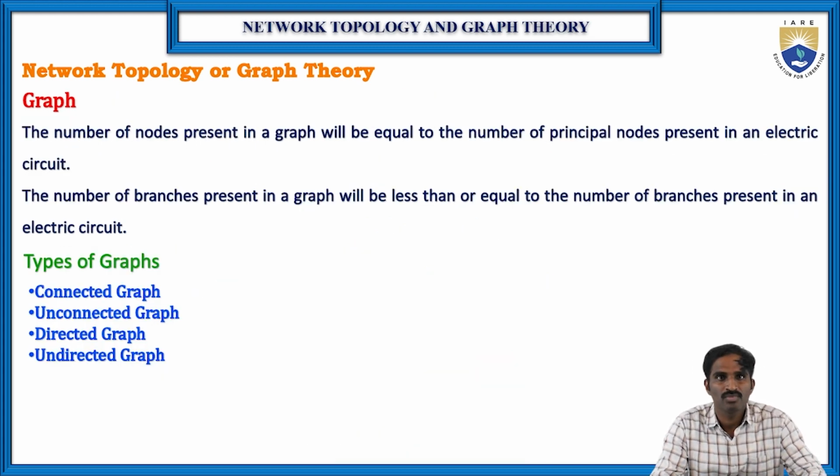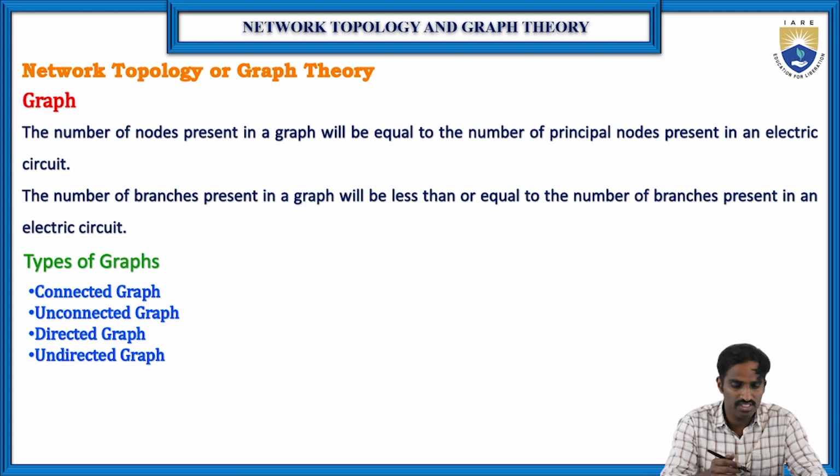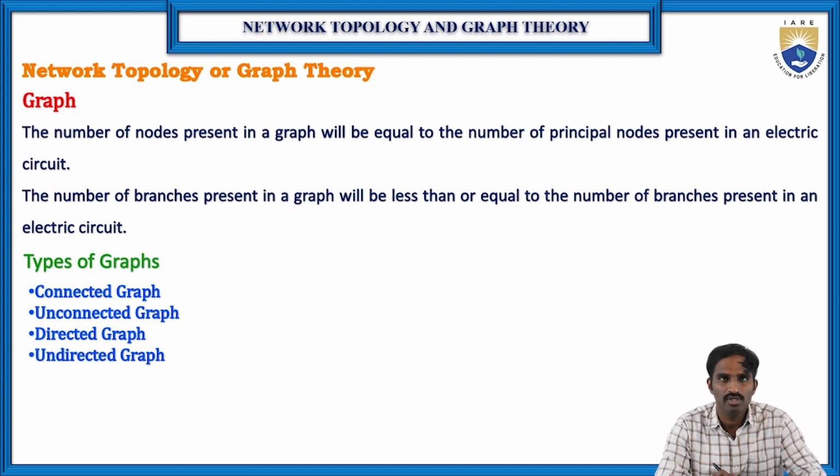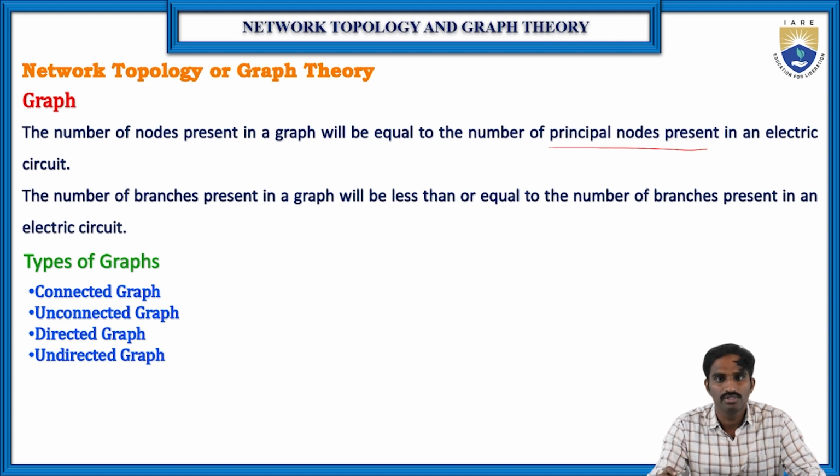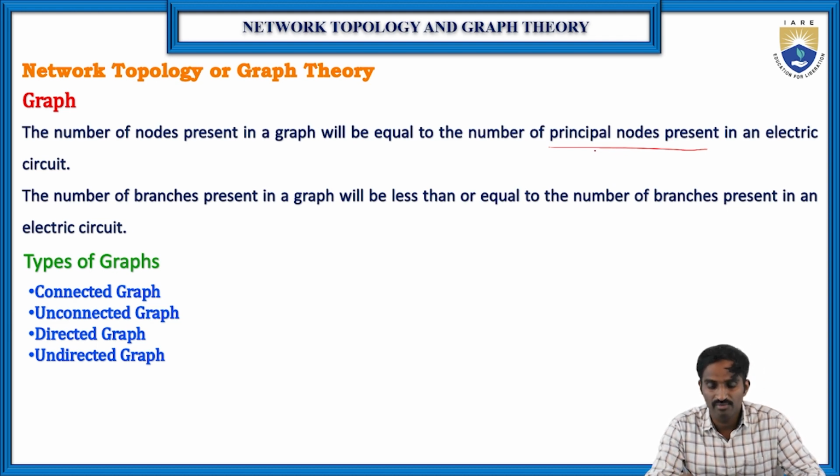Now, of course, just now we have seen what is meant by the graph. Here the number of nodes present in the graph will be equal to the number of principal nodes present in the electrical circuit. Here we should remember the point: we should not just consider a node, we should consider a principal node.